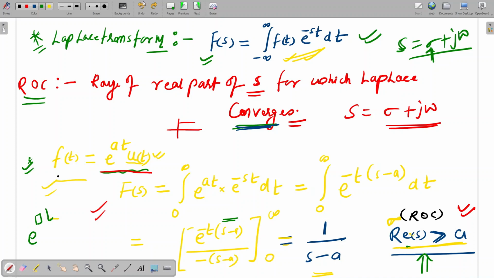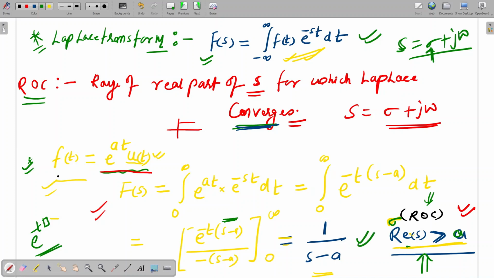That's why the real part of s should be greater than a. If s is greater than a, then this value will be positive, and so we get e to the power minus t into some positive value. That's why our ROC is sigma greater than a. Is it clear? Why is the ROC defined? Because only if it is greater than a will it be finite. Otherwise, it will be infinite. Only then will it converge to 1 by s minus a.